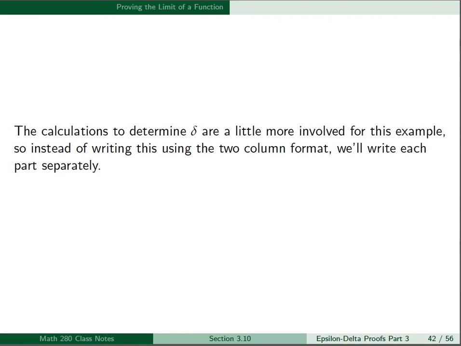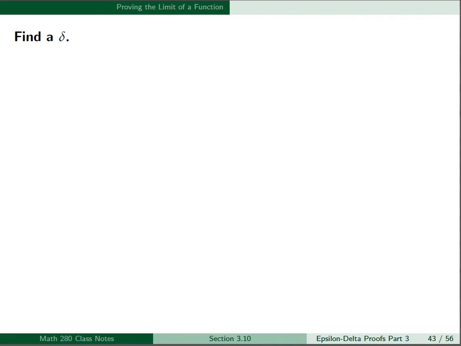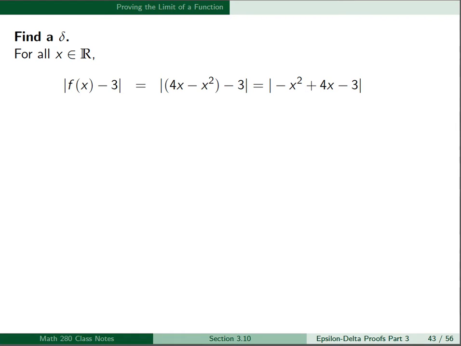So now the calculations to determine delta in this example are a little bit more involved. So instead of writing this using the two-column format, we'll write it each part separately. We need to first find a delta. For all x in R, the absolute value of f of x minus 3 is equal to 4x minus x squared, that's the formula for the function, minus 3. And this is the absolute value of minus x squared plus 4x minus 3.